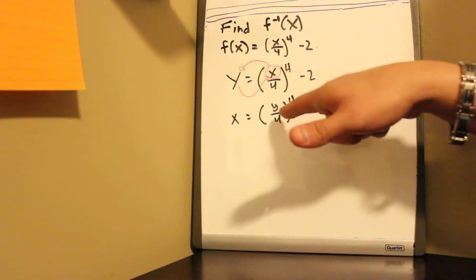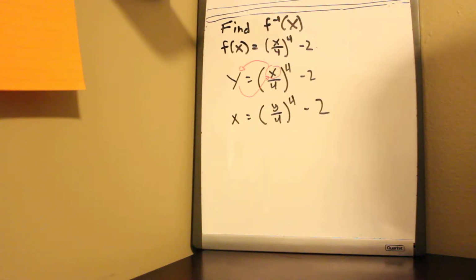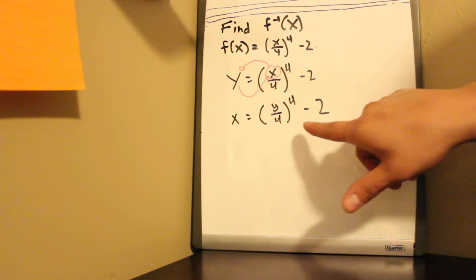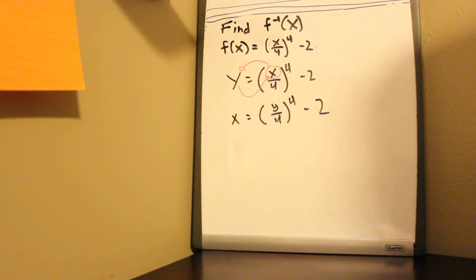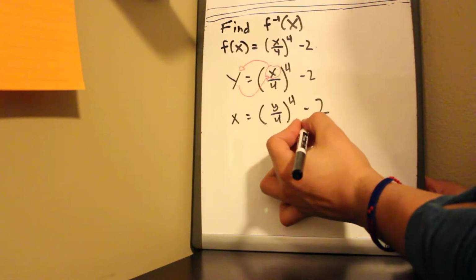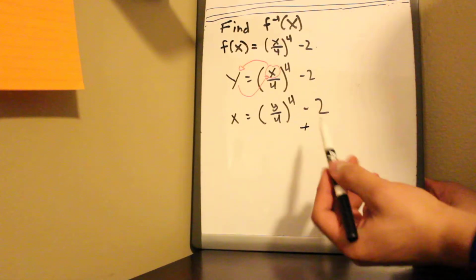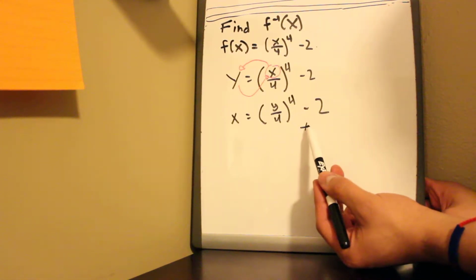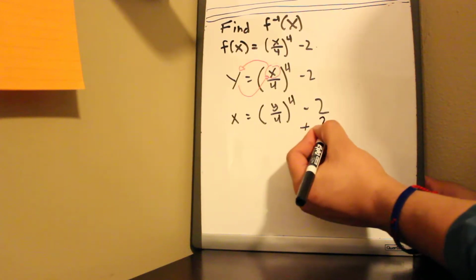Now I want to go ahead and try to solve for y. So I want to isolate y. I want to get it by itself. The first thing I want to do is undo the subtracting sign. So in order to undo subtracting, what is that? How do you undo subtracting? That's correct. You got it correct. You have to add. So I want to add 2 to both sides.